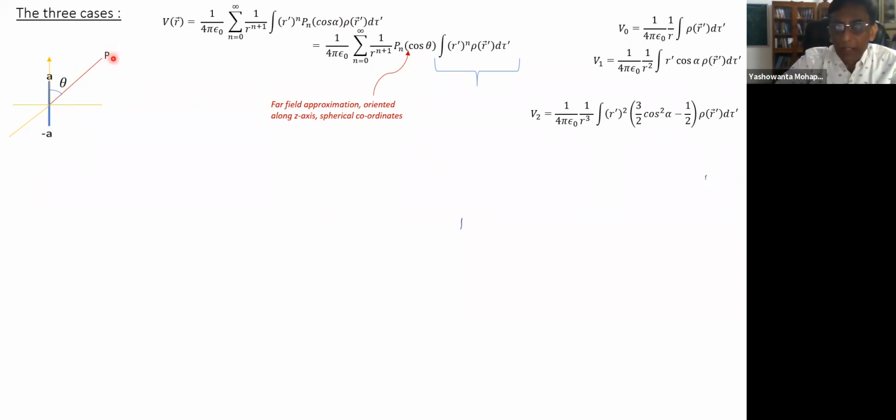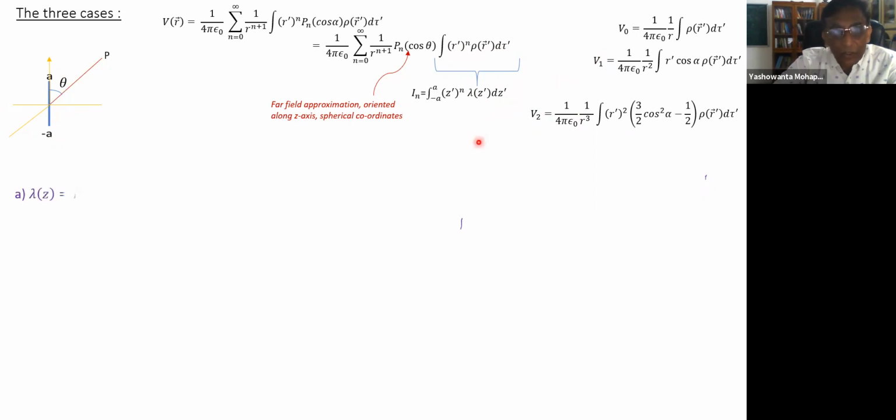So this integral, for r prime, is only in variation in z, and hence the integral limits are from minus a to a, and z prime to the power n, lambda z. So rho r prime d tau prime gets replaced by my one-dimensional dq. dq is lambda as a function of z prime, into dz.